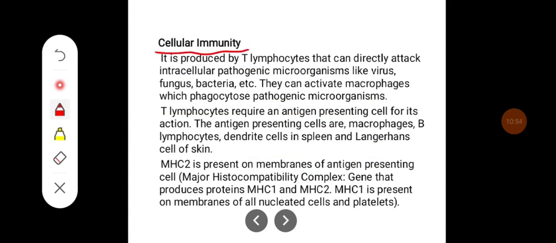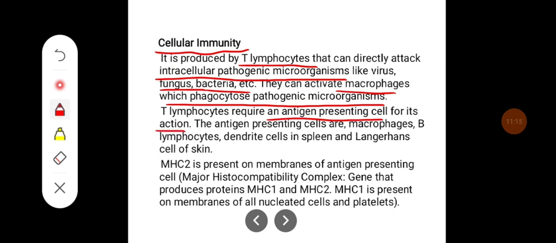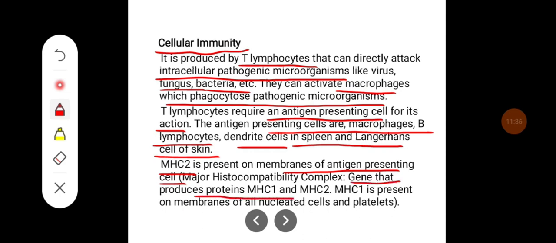Coming to cellular immunity, it is produced by T lymphocytes that can directly attack intracellular pathogenic organisms like viruses, fungi, bacteria. They can activate macrophages which phagocytose pathogenic microorganisms. T lymphocytes require an antigen presenting cell for their action. The antigen presenting cells are macrophages, B lymphocytes, dendritic cells in the spleen, and Langerhans cells of the skin. The major histocompatibility complex 2 is present on the membrane of the antigen presenting cell. The MHC is the gene that produces proteins MHC1 and MHC2. MHC1 is present on the membrane of all nucleated cells and platelets.